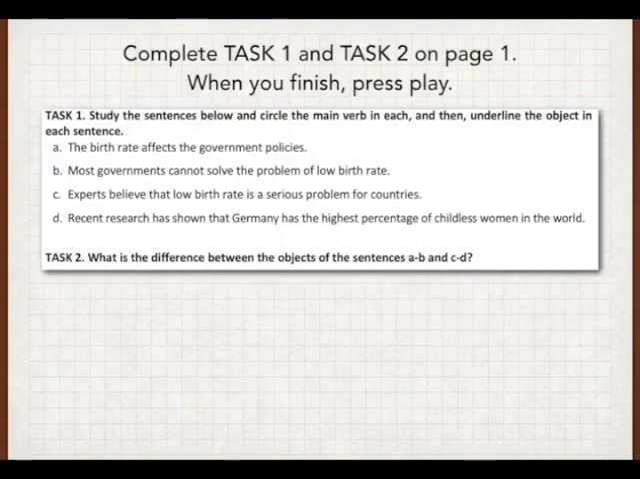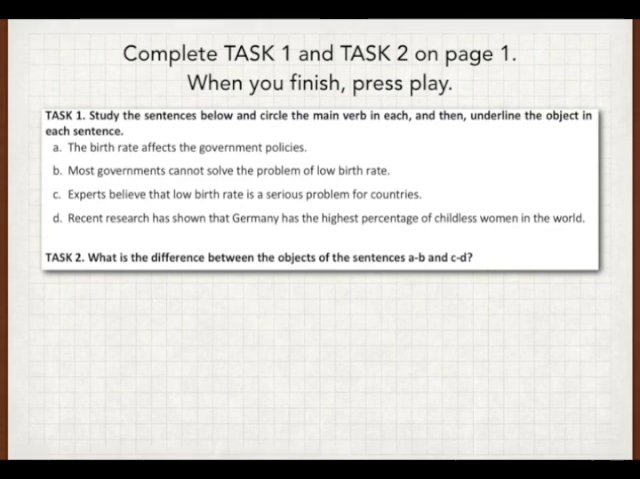Okay, now look at the grammar handout on page 1. You have task 1 and task 2. Stop the video, do the exercise, and when you finish, press play. Okay, now task 1. It says, study the sentences and circle the main verb and then underline the object in each sentence. Let's have a look at A.